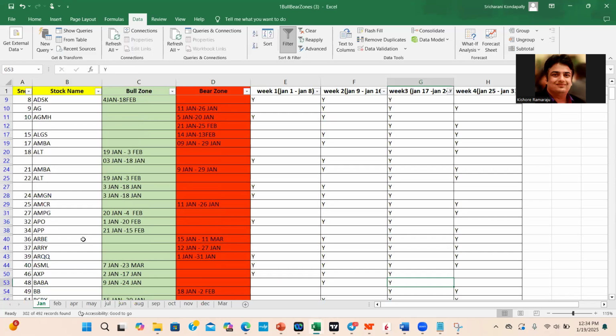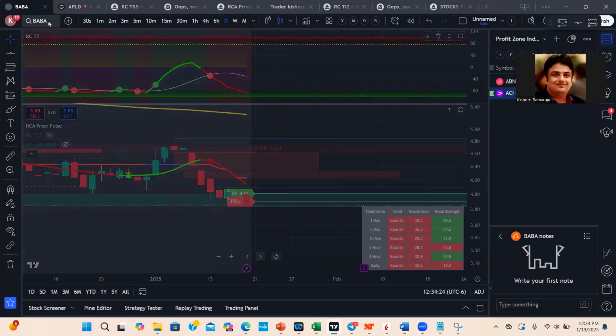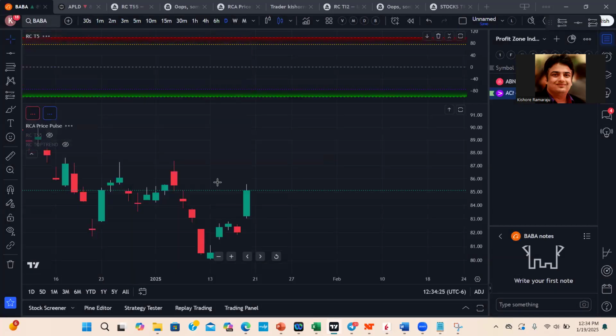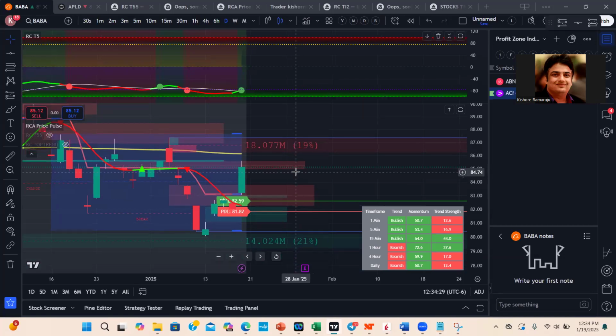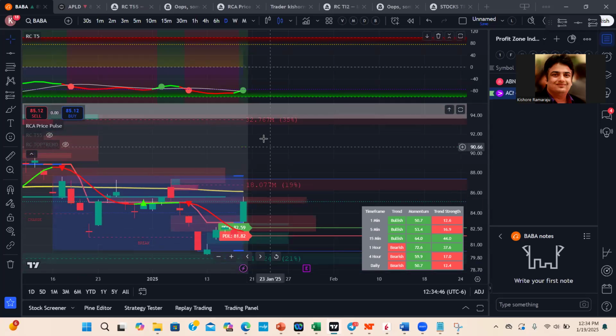Let's go and check Baba. Baba came all the way to the bottom. You can see a big buy order block. If it breaks this, it already touched one, two, three. Maybe this time it may break this. And if it goes above, then it can go all the way to $94.